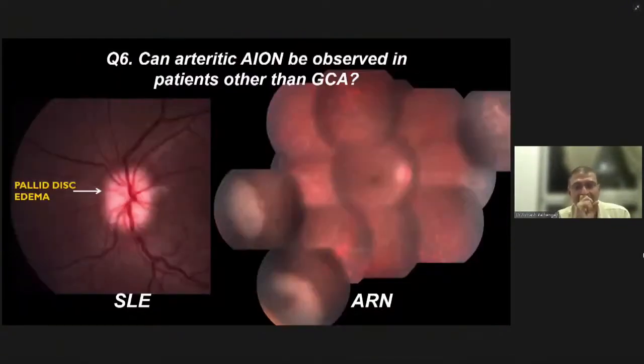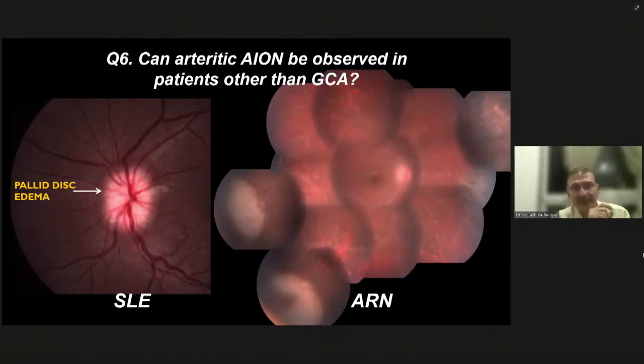And the sixth point which I have to make is, the conventional teaching is whenever people come across an arteritic type of ischemic optic neuropathy, our mind drifts towards giant cell arteritis. Is this all the time? No, it may not be the case. We can even have a younger patient who can present with an ischemic or arteritic type of ischemic optic neuropathy.